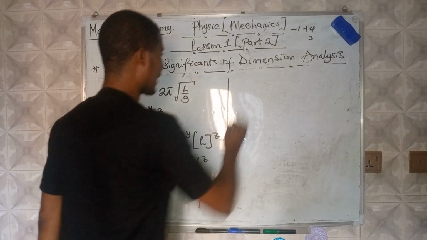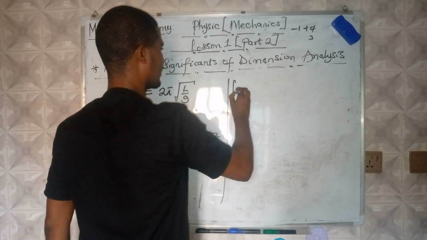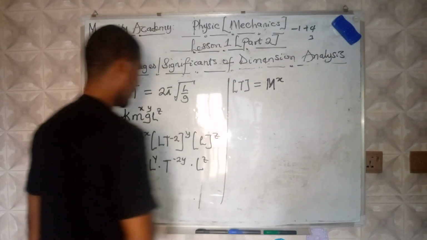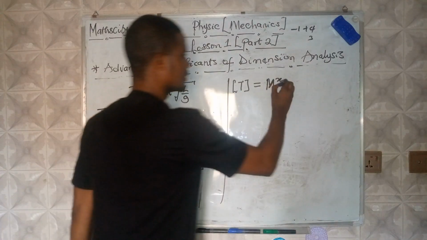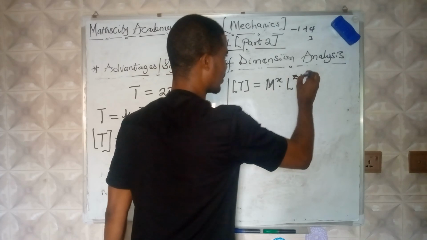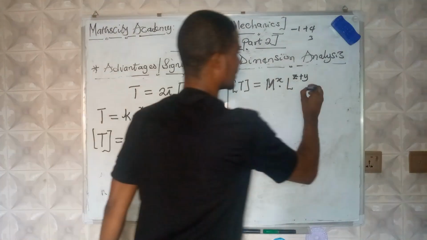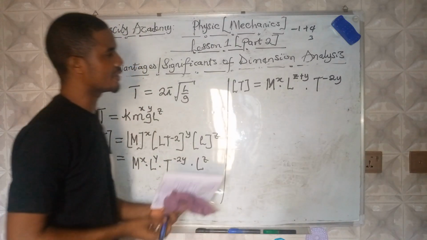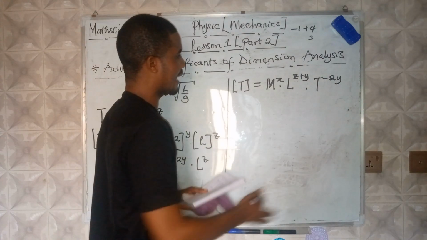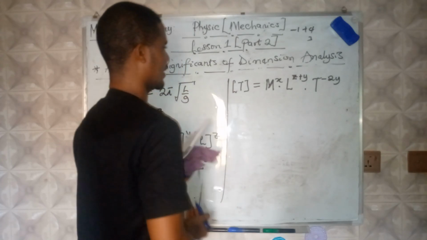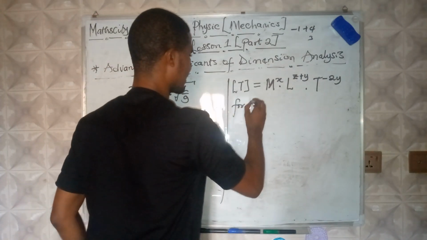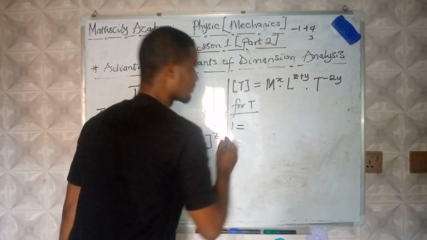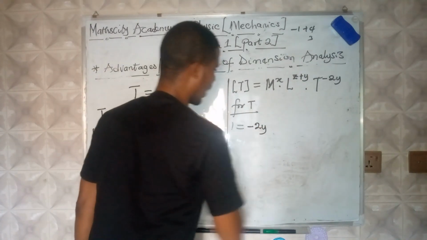At this point I have M. We still have our T here, equals M raised to power x, L to the power z plus y, then T^-2y. At this point, the parameters I have are M, L, and T. So for T, let's start with T. Take the exponents. At this side, T is 1, while at this side, T is minus 2y.